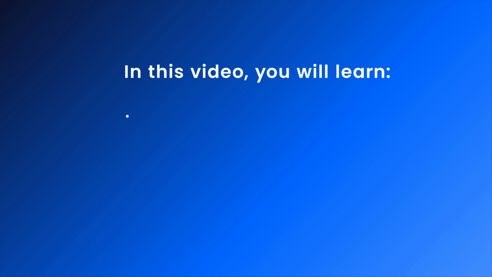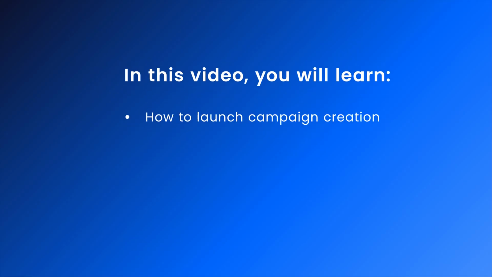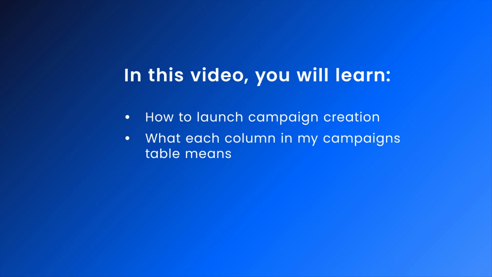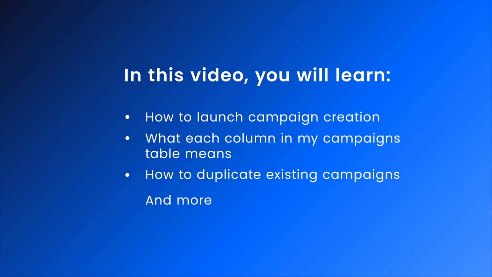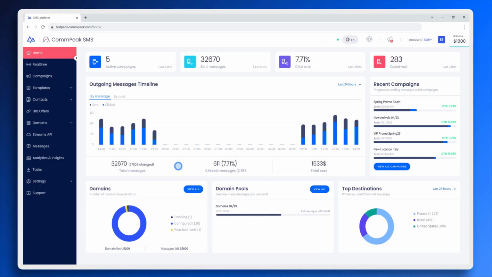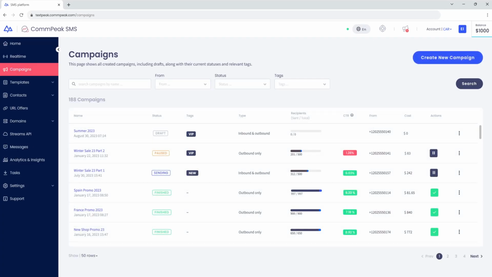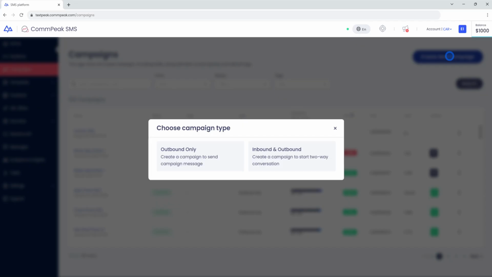Here, you will learn how to launch campaign creation, what each column in my campaigns table means, how to duplicate existing campaigns, and more. The campaigns section in the left side menu leads to my campaigns page. From here, you can start creating a new campaign. Just click Create New Campaign and follow steps from another guide.